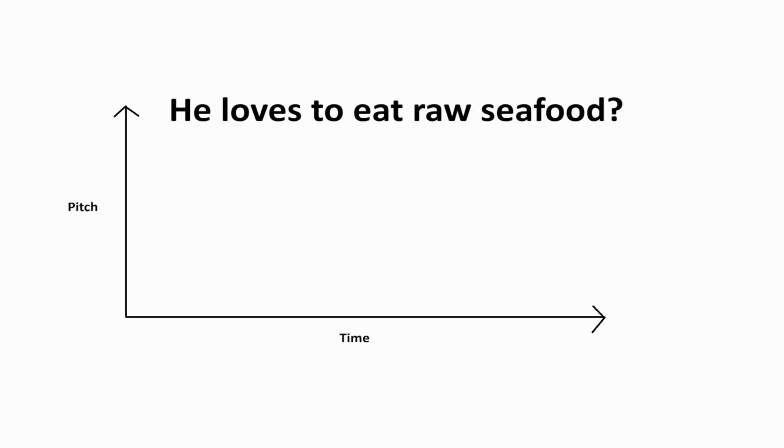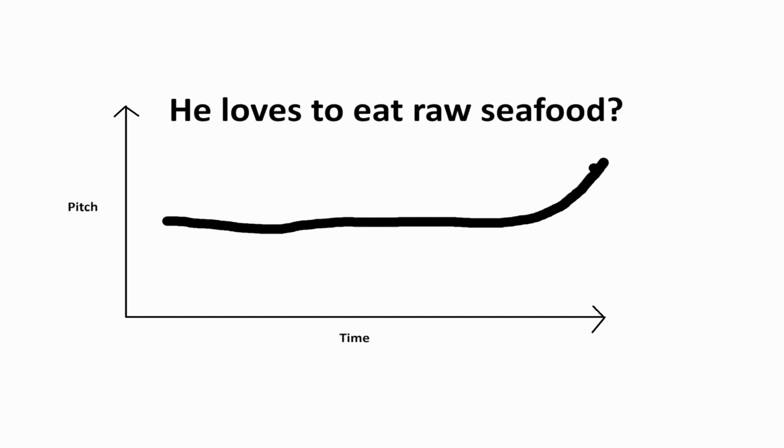But now let's change it to a question mark. And adding this one symbol completely changes the meaning and pronunciation of the sentence. Now it's: he loves to eat raw seafood? So if I were to write this out, he loves to eat raw seafood? So my pitch goes up at the very end. And then in English, that's how we know we're asking a question. So that question mark tells us to change your pitch as you get closer.